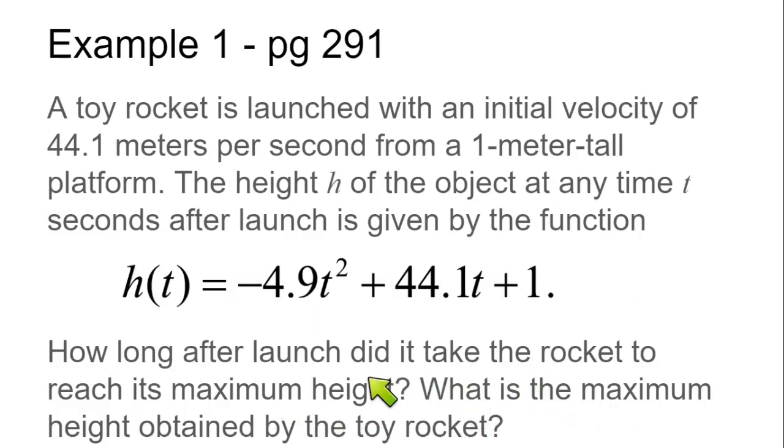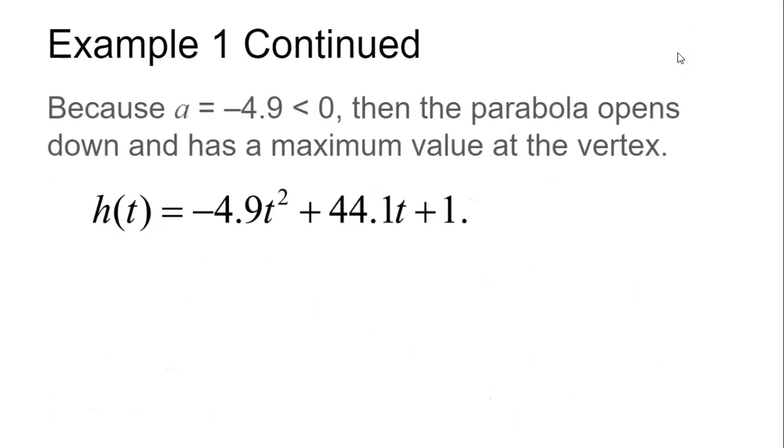And both of those questions are pertaining to the vertex. How long indicates a time. So we want to figure out a time t it took for it to reach its highest point, and then what is the actual highest point the rocket reached. So that's just utilizing that formula that we talked about in section 4.1, and also how we can find the vertex.